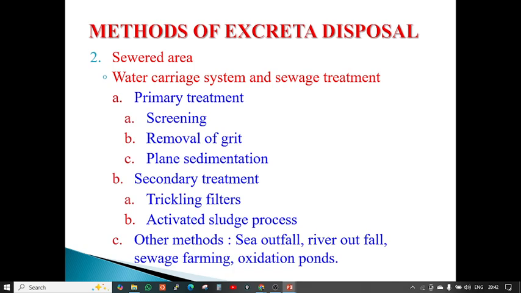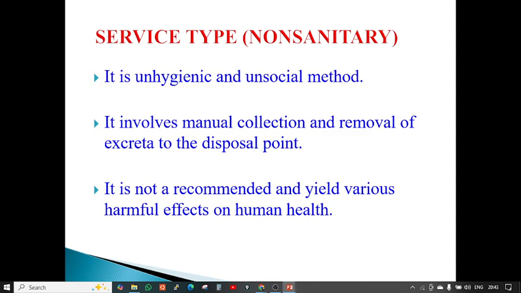Then there is the water carriage system of sewage treatment. Primary treatment includes screening, removal of grit, and plain sedimentation. Secondary treatment includes the trickling filter and the activated sludge process, and there are other methods as well. We should not go into details, because whenever water is contaminated in this way and you want to clean it, you have to go through a series of different kinds of water treatment facilities.